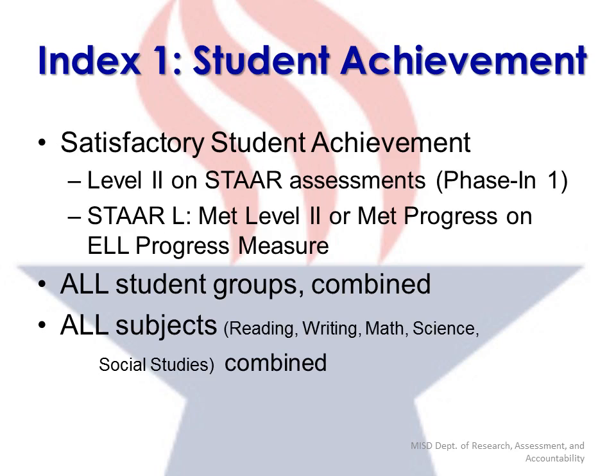For purposes of calculation, satisfactory achievement means that students met the Phase-In 1 Level 2 passing standard. STAAR L students in their second, third, or fourth years in U.S. schools could also reach satisfactory achievement if they met expectations on the ELL progress measure.